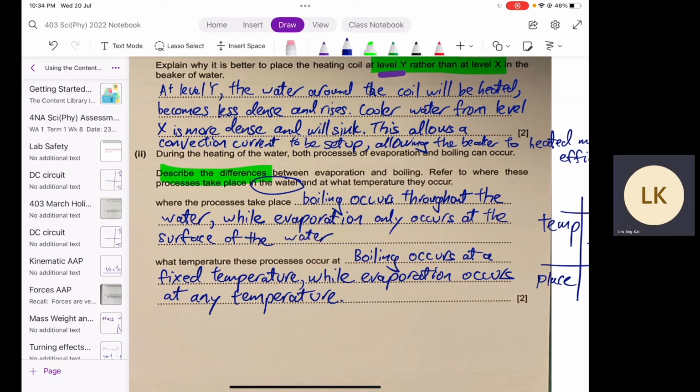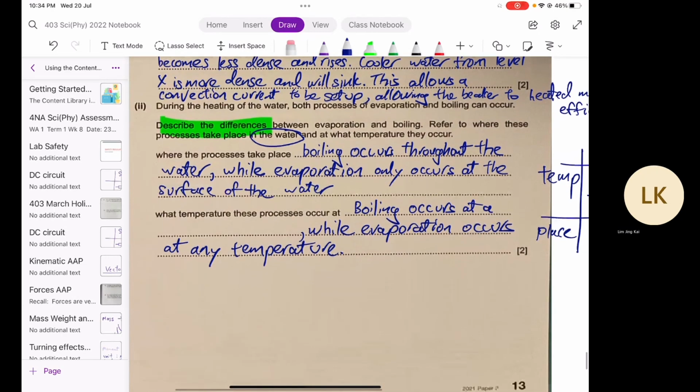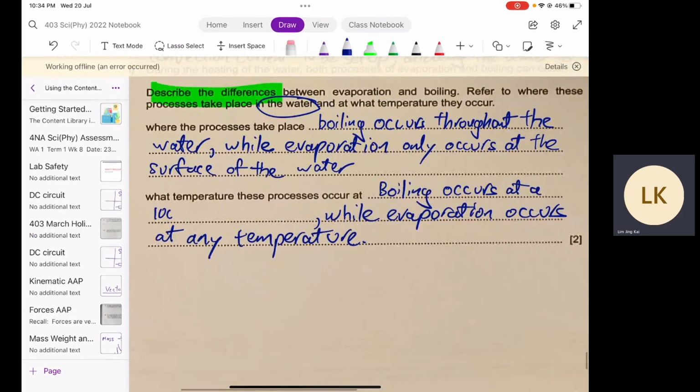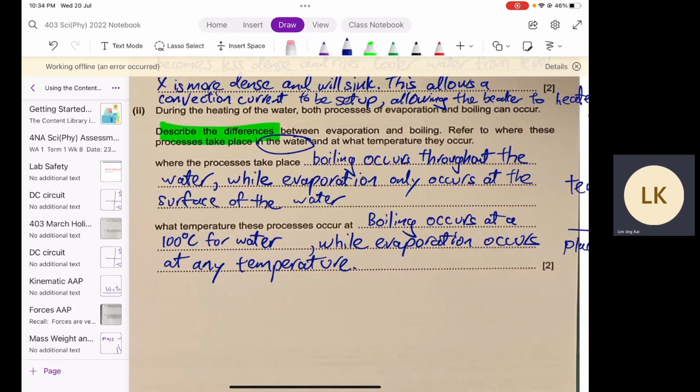Okay, next part will be boiling. Boiling occurs, in this case, since we know there is water, we can specify that it's 100 degrees Celsius. Boiling occurs at 100 degrees Celsius for water, while evaporation occurs at any temperature. So there's no change for evaporation.